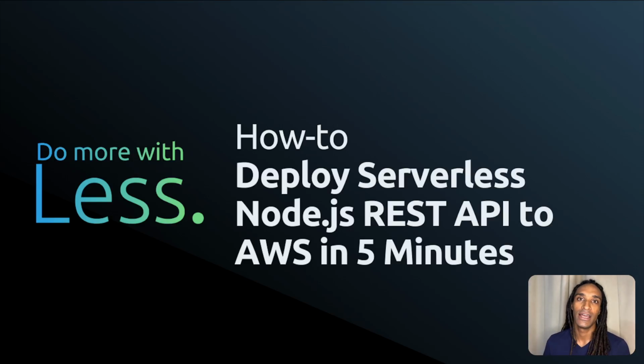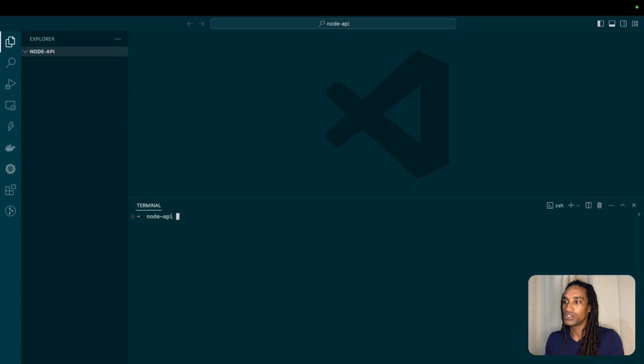Hello. In this video, I'm going to be showing you how to deploy a Node.js REST API to AWS using serverless components, and we're going to do all this using the less CLI. So let's get straight into it.